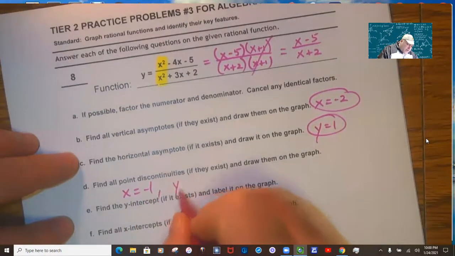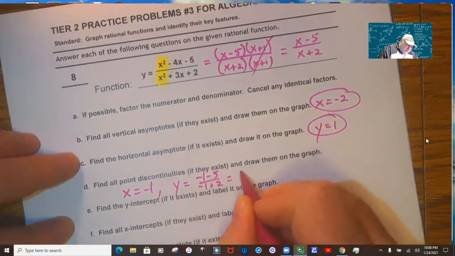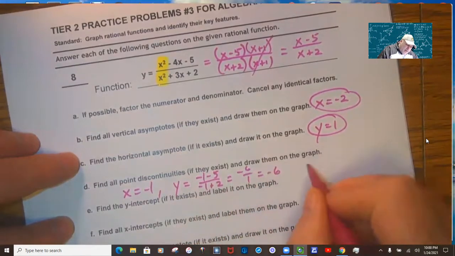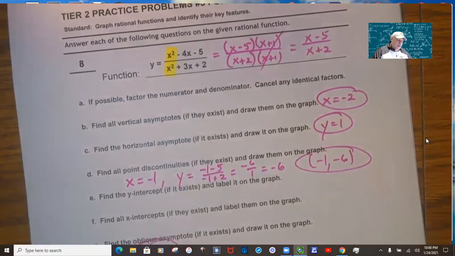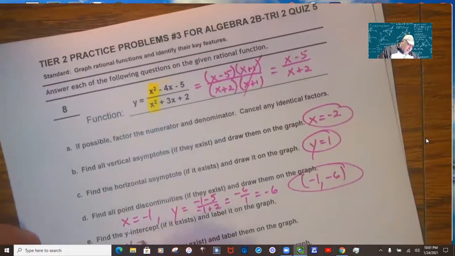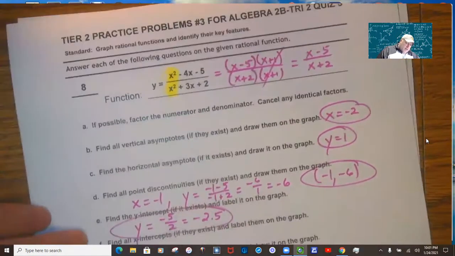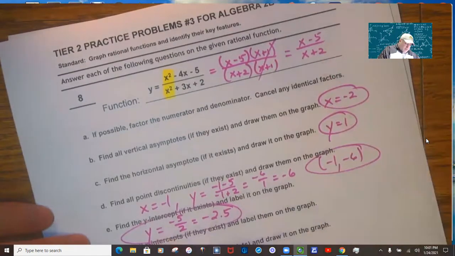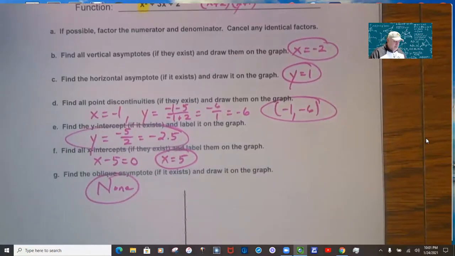And then that goes into what's left over. So -6 over 1, which is -6. So -1, -6. Find the y-intercept. So you can go to the original or the reduced. So it doesn't matter on the y-intercept. I always go to the reduced or try to. -2.5. X-intercepts, you got to go to the reduced. You take the numerator equal to 0. They should be doing that mentally also. Okay, so there is all of our data that we need.